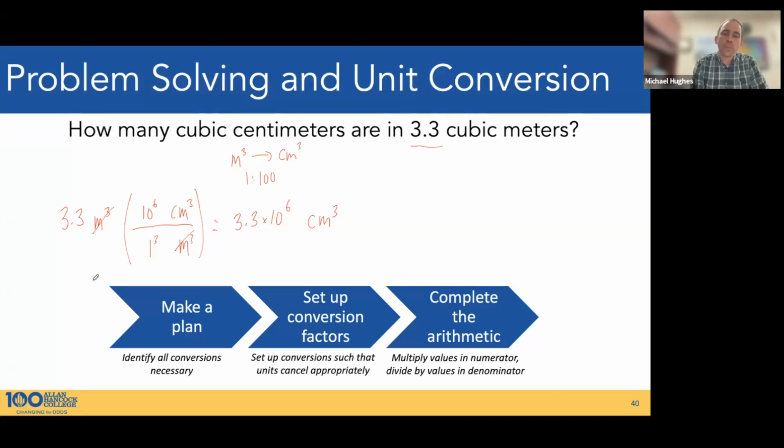So we use those base relationships, and then we let our calculator do all of the cubing that we need. When we're done with that, setting up the conversion factor, we do the same arithmetic that we always do, multiply what's in the numerator or divide what's in the denominator.